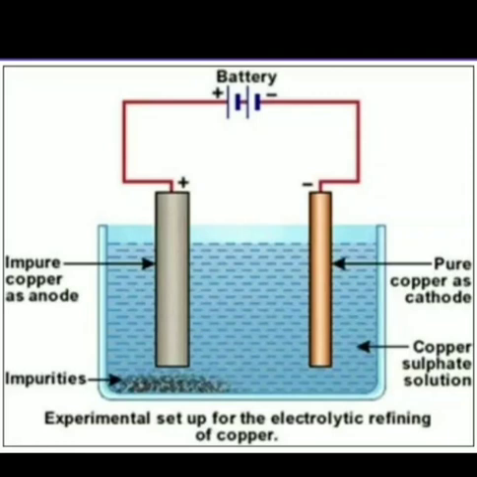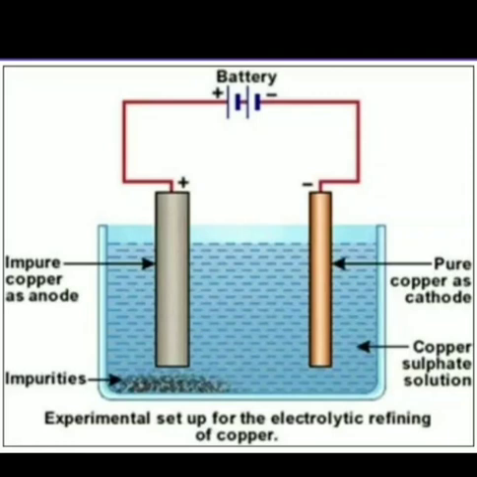So what is the reaction at the cathode? At the cathode, Cu2 plus gains electrons and forms copper metal. And at the anode, what happens? Here copper loses electrons and forms copper 2 plus ions.